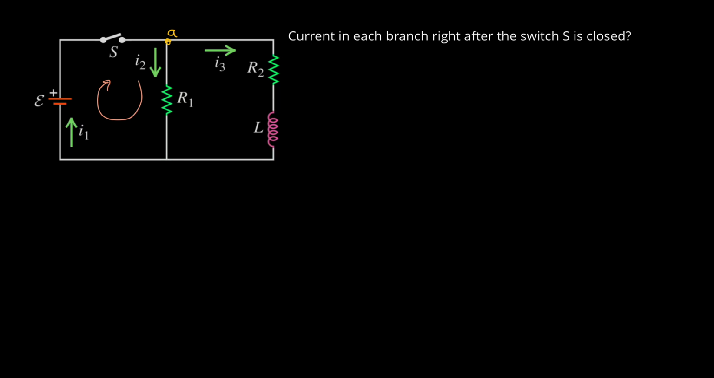We have an inductor on the right-hand branch, meaning the current on that branch cannot change immediately because it was 0 before the switch was closed. Right after the switch is closed, I3 will still be equal to 0. That's because of the inductor. Now let's apply the junction rule at point A to find the other two currents.